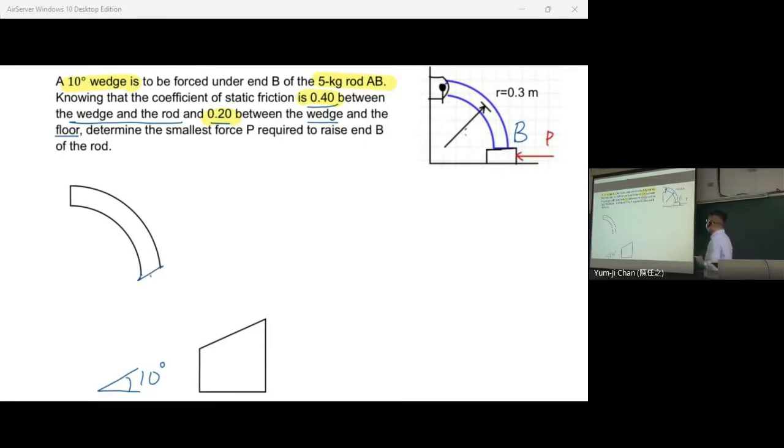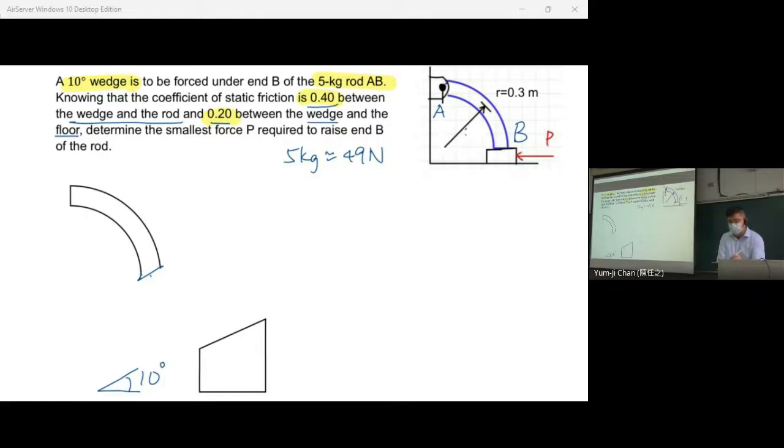The second thing is the 5 kilogram rod AB. 5 kilogram is, let's say, 49 Newton. Rod AB, A is here, B is there. The rod AB has a mass of 5 kilogram, so we have 49 newtons going down.